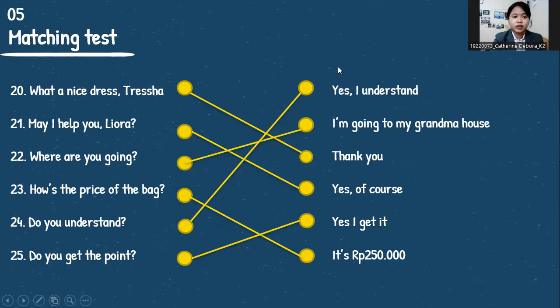So here an example of matching test. As we can see in number 20, what a nice dress, Teresa. And then the answer is, thank you. Next one is, may I help you, Leora? The answer is, yes, of course. Number 22, where are you going? I'm going to my grandma's house. So the student must find the answer by matching the statement to the answer until number 25.